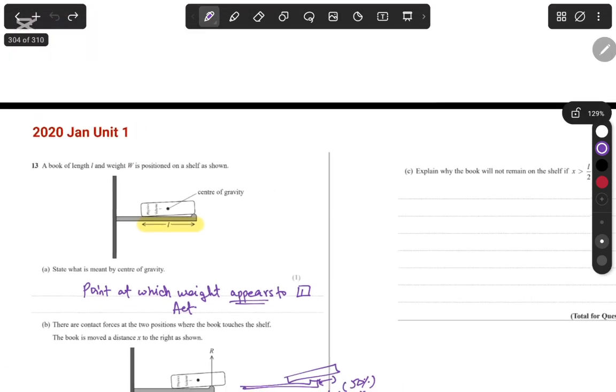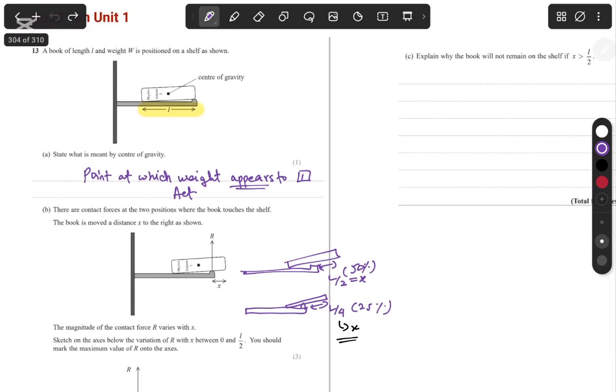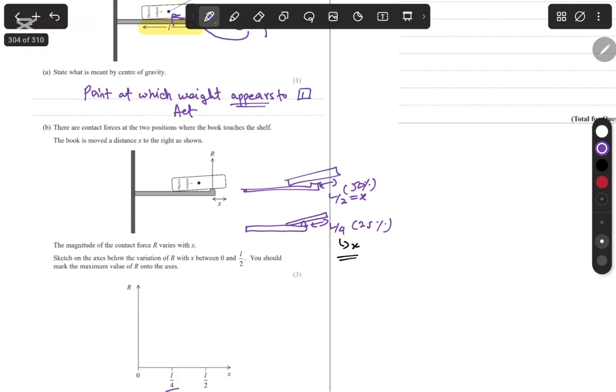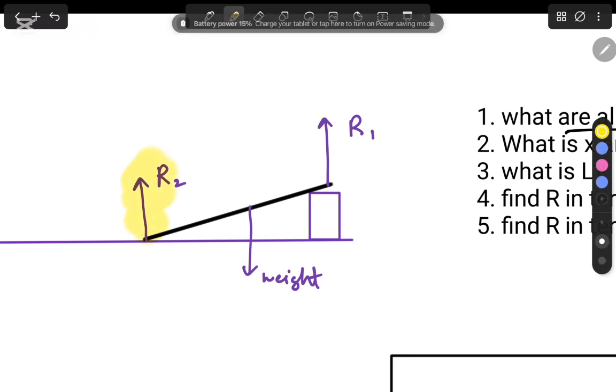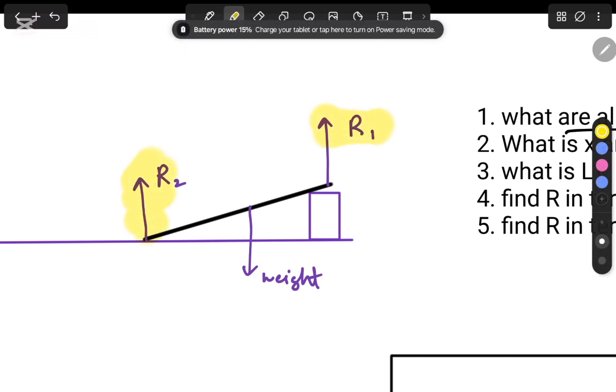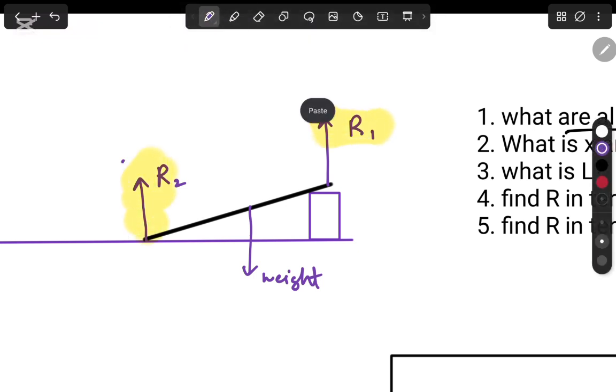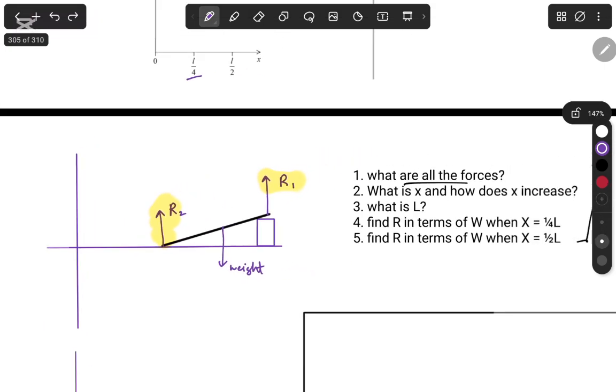So that's one thing that you have to be very careful about. We can say that the physics book is uniform just by looking at this diagram they have given us, the center of gravity right at the center. So we have the weight acting at the center, and then we have 2 contact forces right over here. We don't care about this one. All we care about is this contact force. So we don't care about this force. It is there, but we don't care about it. Now, I hope that's clear.